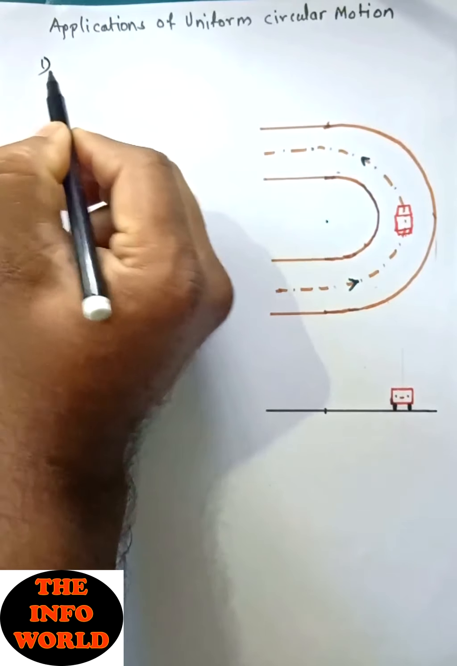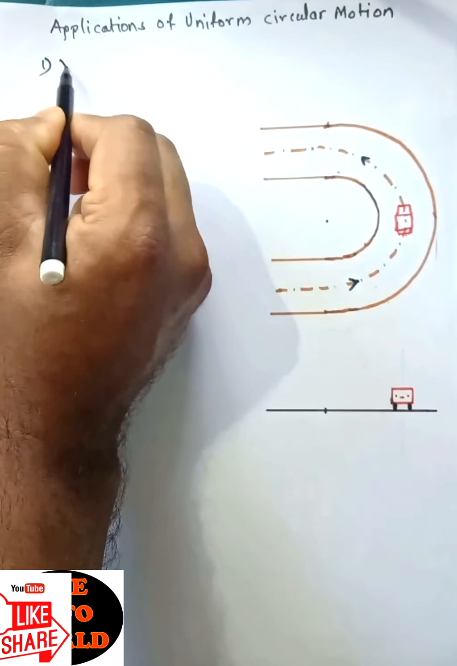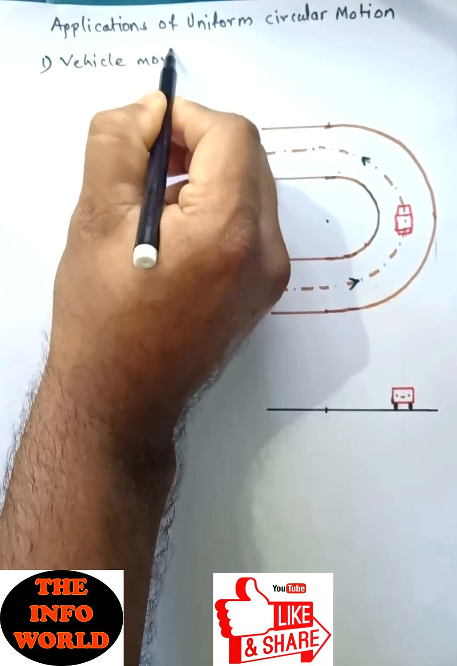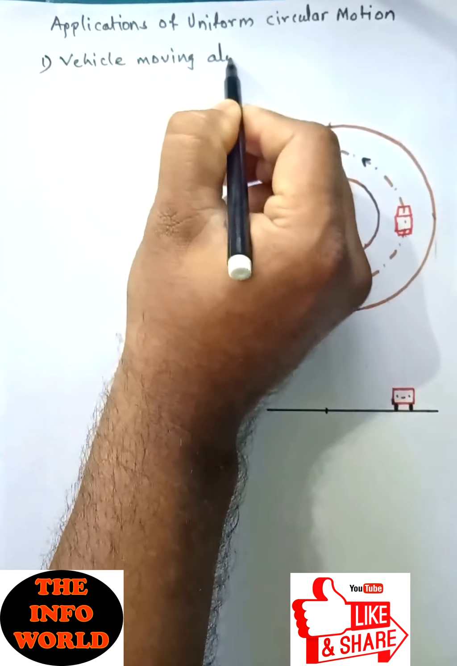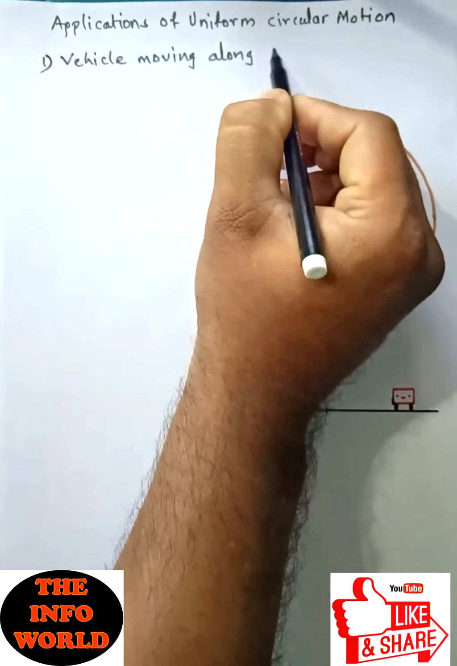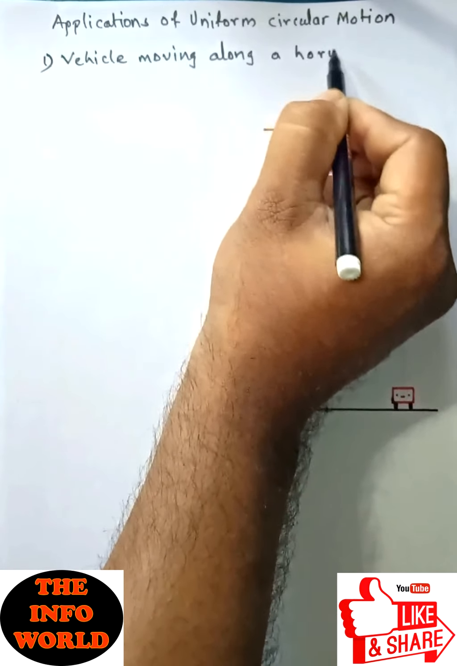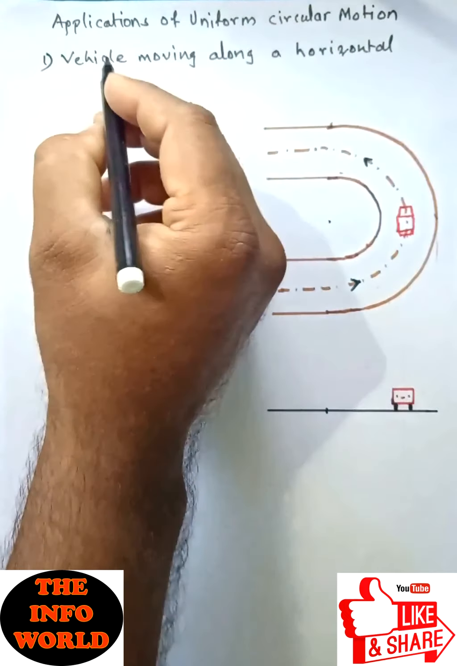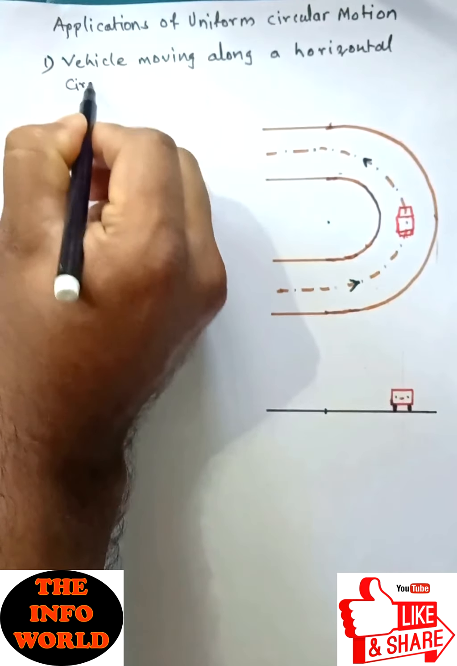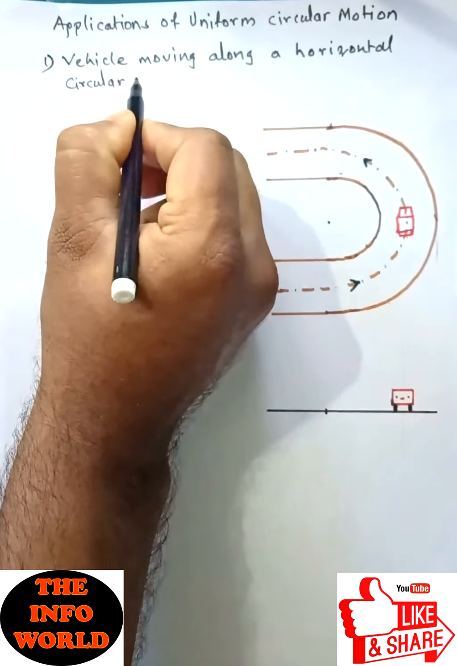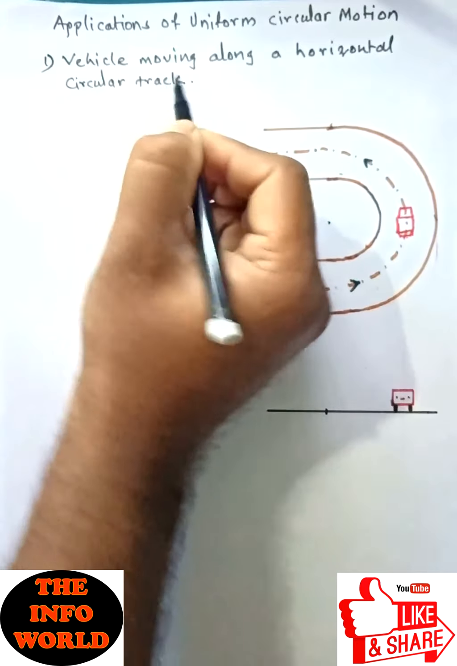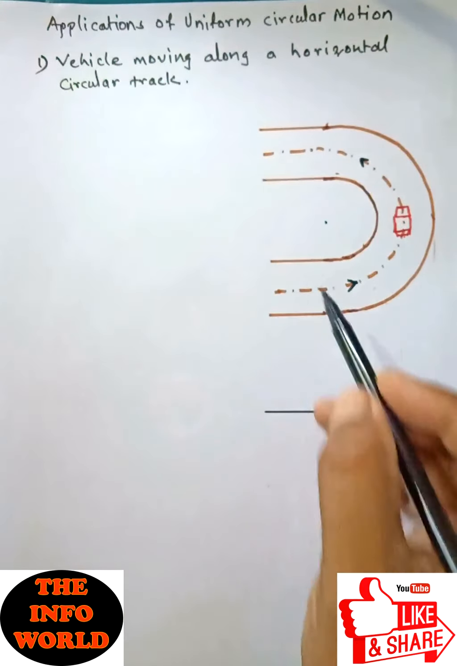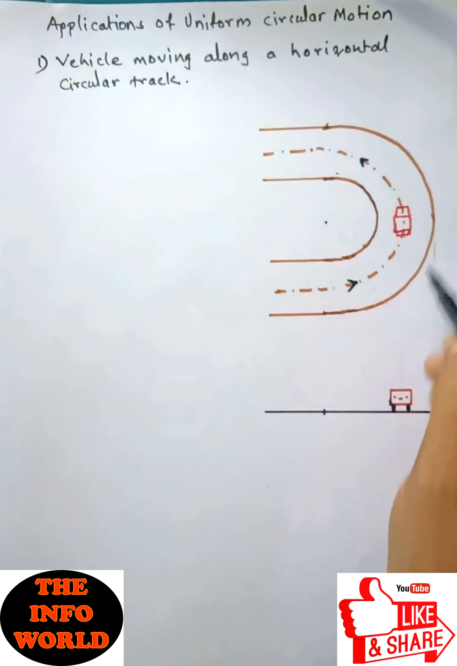The first application is a vehicle moving along a horizontal circular track. Vehicle moving along a horizontal circular track. So this is the circular track.